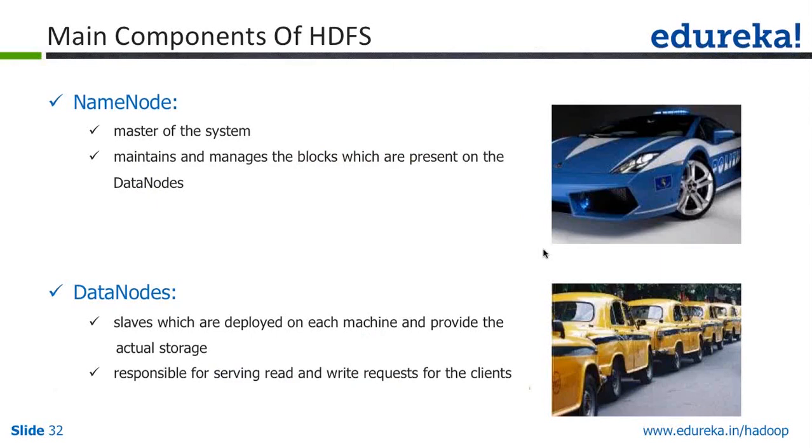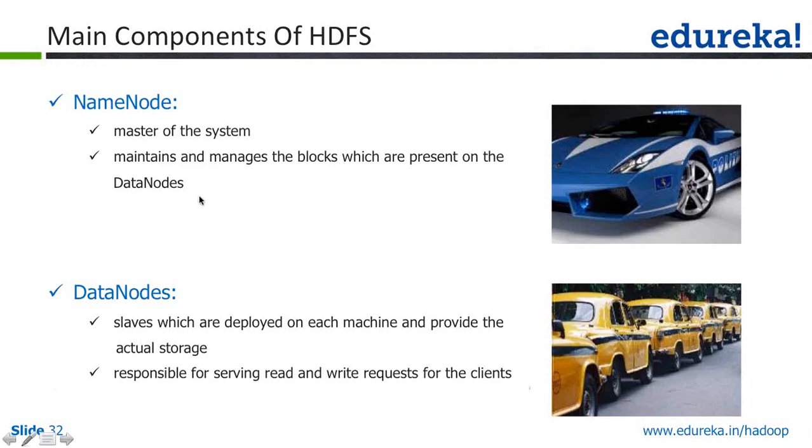Let's look at the name node and a data node, and a lot of questions about failover and all will be answered here. So the name node, as you can see here, is, can you identify this car, guys? Everyone can identify this? A lot of people have been able to identify it is a Lamborghini. Now the name node is like a Lamborghini.